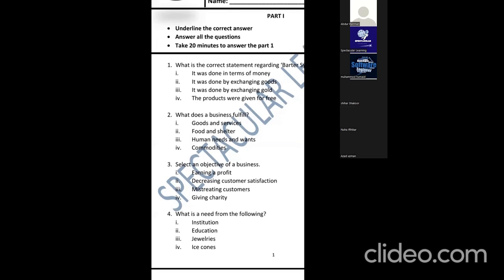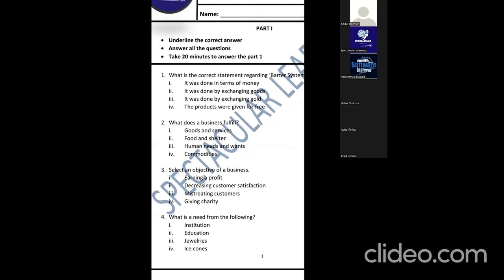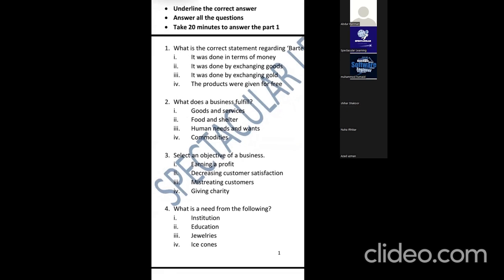The third one, select an objective of a business. Can somebody unmute and tell the answer, please? First one, earning profits. Yes, correct. Earning profit is the answer. So the objective of a normal business is to earn profit. Then what is the need from the following? The fourth. Education. Yes, a need from the following is education.